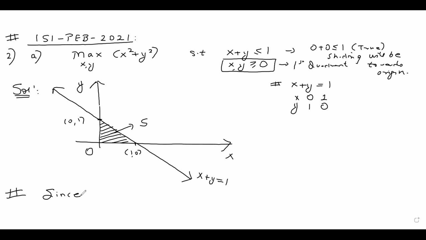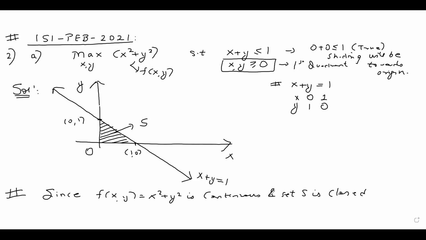Since the function is continuous, let x square plus y square be equal to f of x comma y. So since f of x comma y equal to x square plus y square is continuous and the set S is closed, closed means it includes all the boundary points, and bounded. Bounded means you can put the set S within a sufficiently large circle.